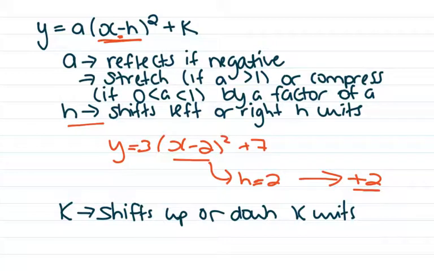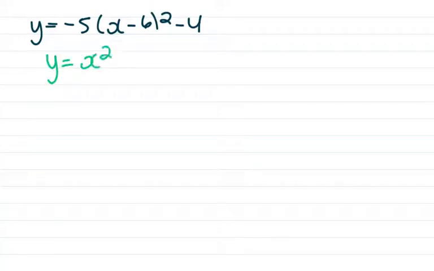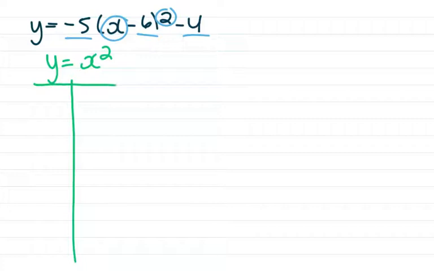All right, number 2, make a sketch of the following equation. y equals negative 5 bracket x minus 6 squared minus 4. All right, so we're going to start with a table of values of the parent function, the parent equation. So the original equation before any of the transformations were done was y equals x squared. We know that because if we took away all these transformations, we would just be left with an x squared. So we're going to start with a table of values for y equals x squared.